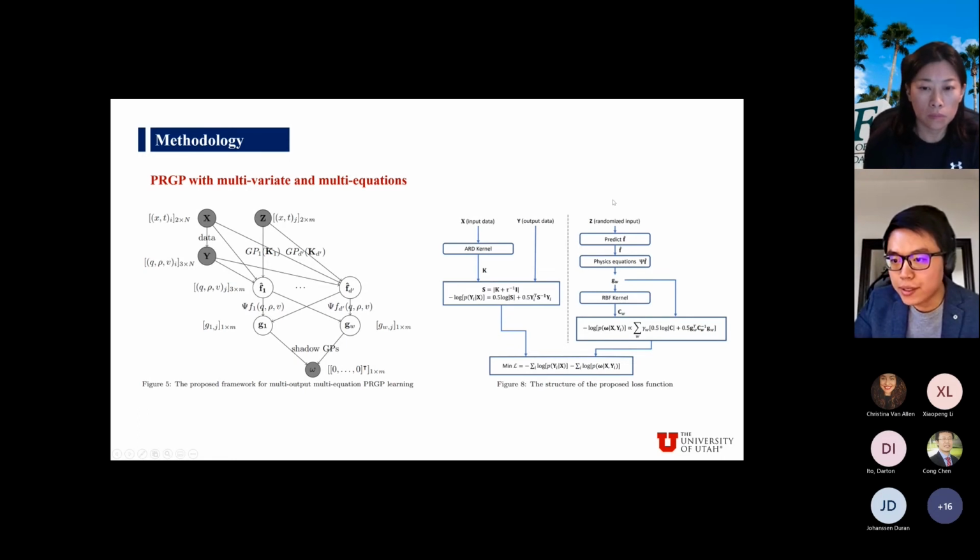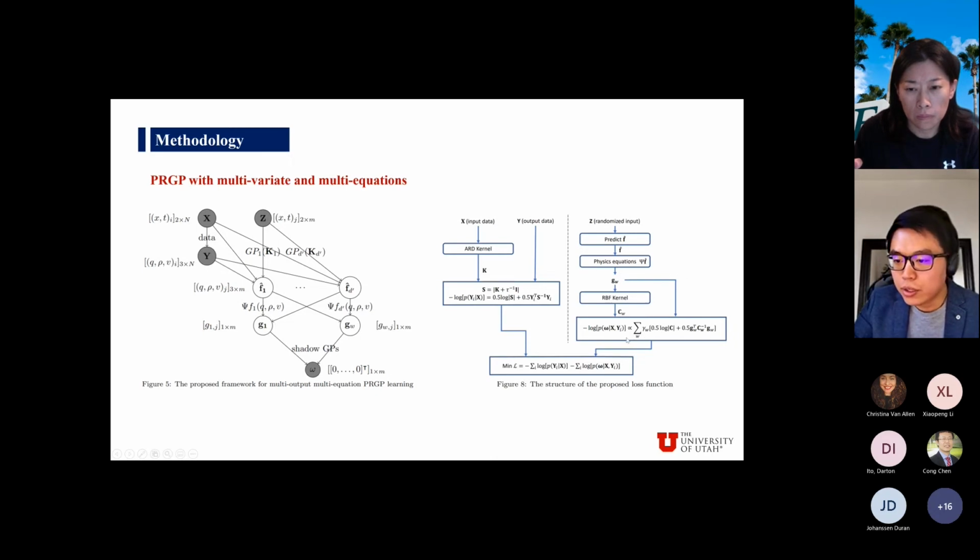Then we look at the second half of the architecture. Among this collected data, we do a random sampling and collect some random data from it. We name it the randomized input Z. Then we put those Z back into the physics equations to do the prediction. Then we go through another kernel function, the RBF kernel function, and generate another noise.